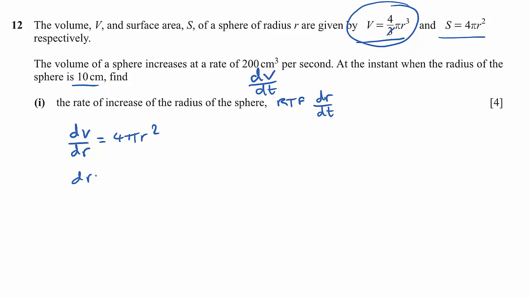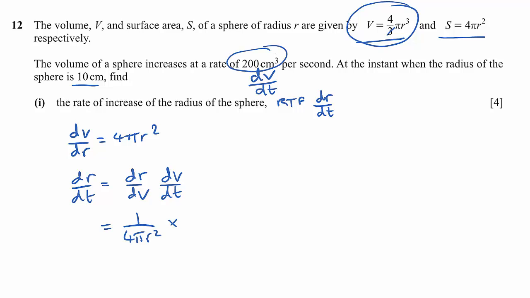Now we want dr/dt. Forming a chain, we can make that with dr/dV times dV/dt. So dV/dr is 4 pi r squared, so dr/dV will be 1 over 4 pi r squared. And dV/dt, we were told, was 200. So that's going to be 1, and we want it when r is 10. So 1 over 4 times pi times 100 times 200.